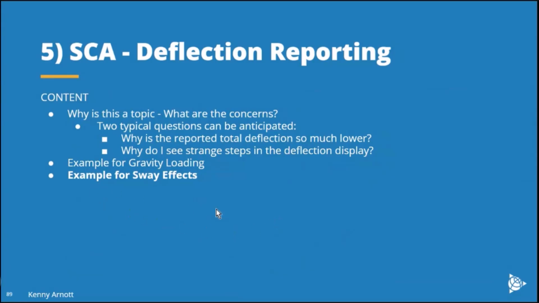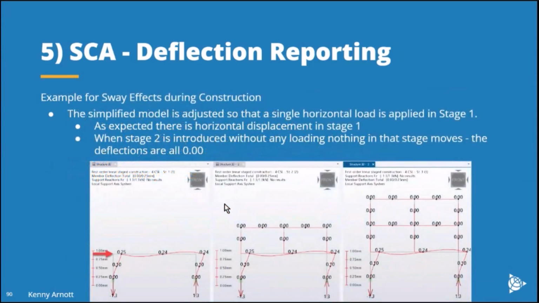So now I'm going to go on and look at the same sort of thing, but start looking at the sway effects. And again, starting with that same model. In this case, I'm building it in 3 stages, but the only load that ever exists is this load, which is introduced in stage 1. So in stage 1, this is deflecting over in the x direction. And then I build stage 2, but no more loads applied. So from the point at which it's introduced, it never moves. And then stage 3, same is true again.